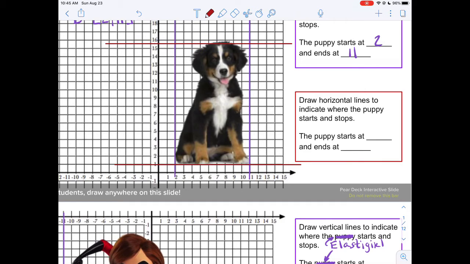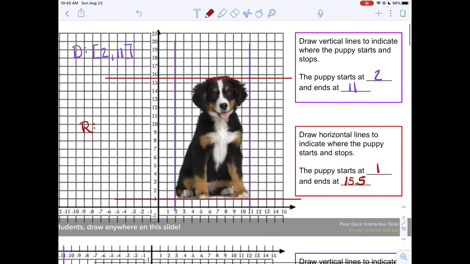And so the puppy starts at 1 and the puppy ends at 15.5, let's say. So if we wanted to write the range of the puppy, again, I'm using interval notation here, I'm going to say that the puppy starts at 1 and ends at 15.5. So 1 to 15.5. I will include those points because the puppy actually exists inclusive of those points.